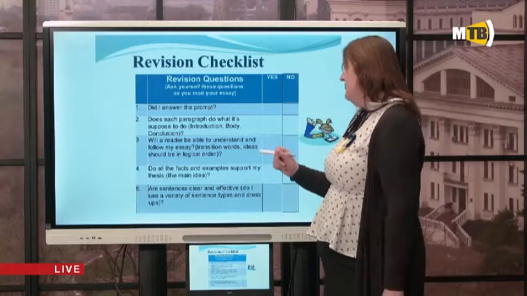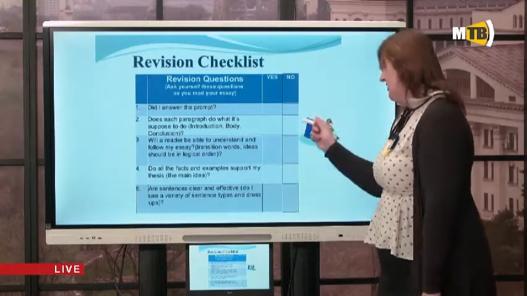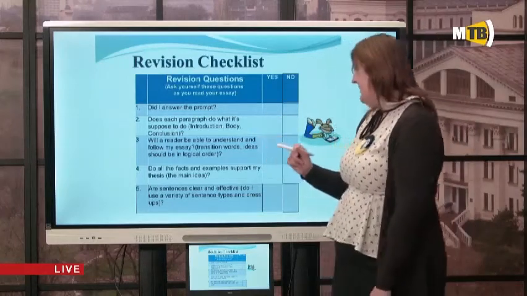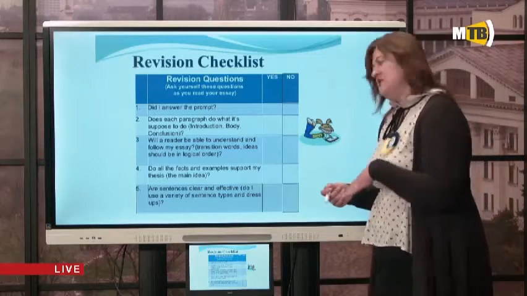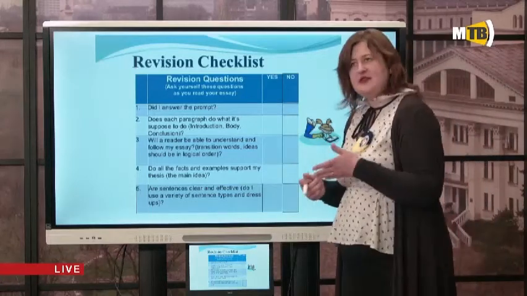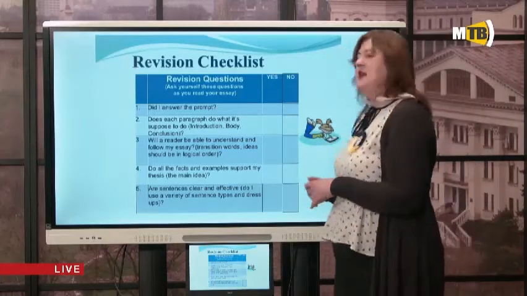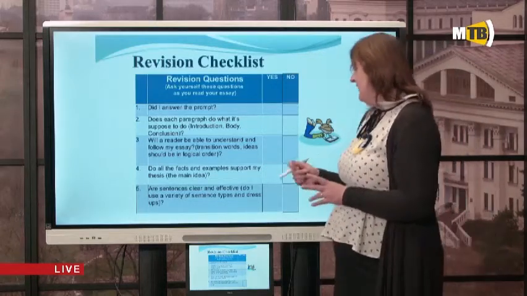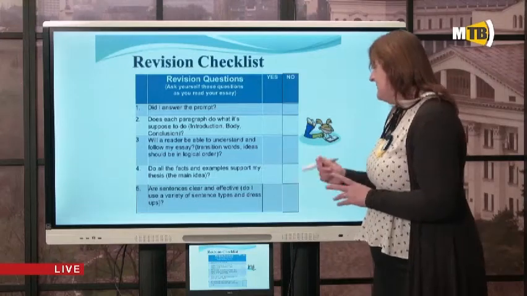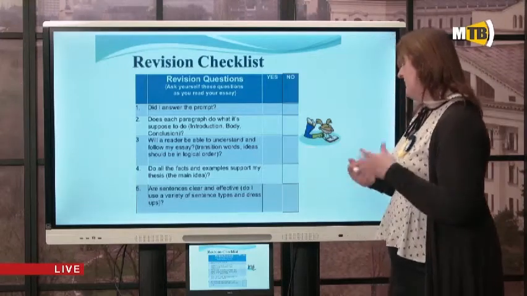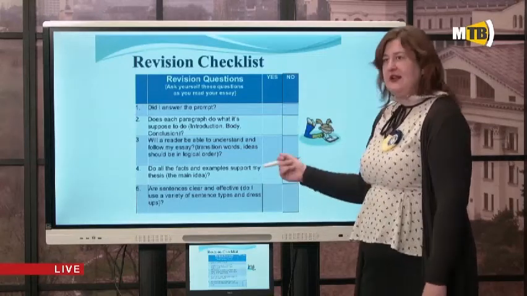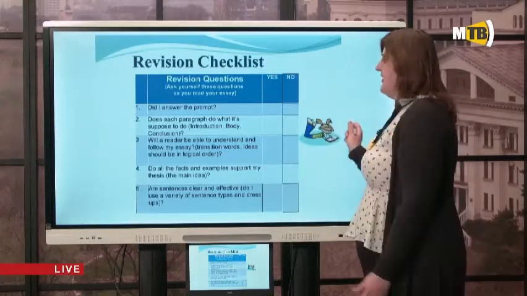Does each paragraph do what it's supposed to do? Introduction, body, conclusion, again I remind you. Will the reader be able to understand and follow my essay? Do I use transition words? Are the ideas presented in a logical order? Is there cohesion? Do all the facts and examples support my thesis, the main idea? Are sentences clear and effective? Do you use a variety of sentence types and openers? You may follow these checklists to understand it better.